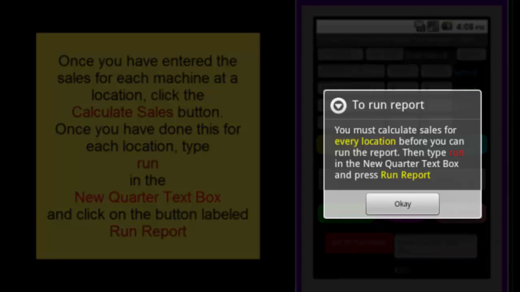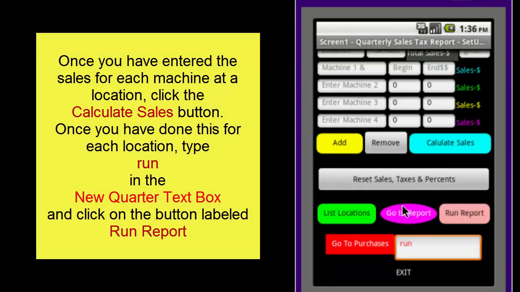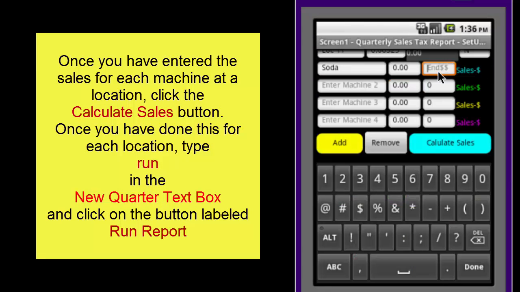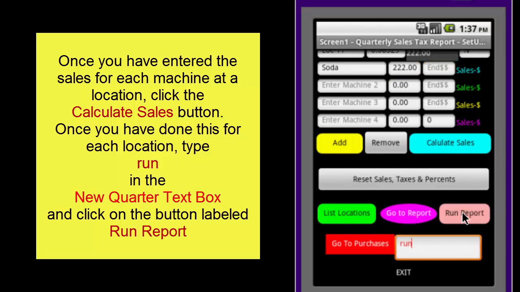If you don't enter sales for every location, you will get this warning when you try to run the report. You must calculate sales for every location before you can run the report. Then type Run in the New Quarter text box. So, we have to go back, find the one that we missed, which was location 11, enter the sales for it, calculate the sales. Now, type run, and now click on run report. So now we'll be able to run the report.